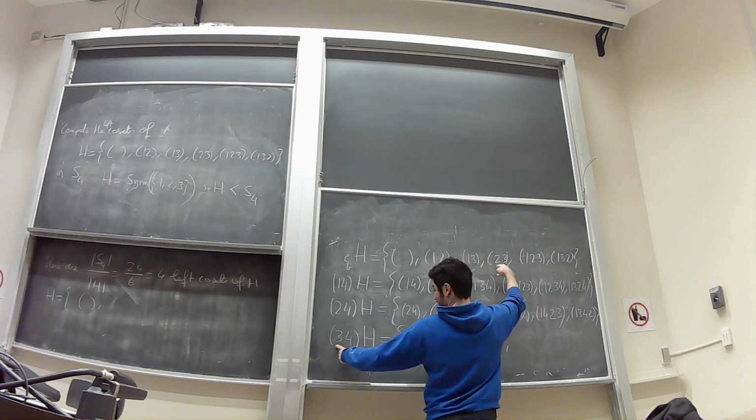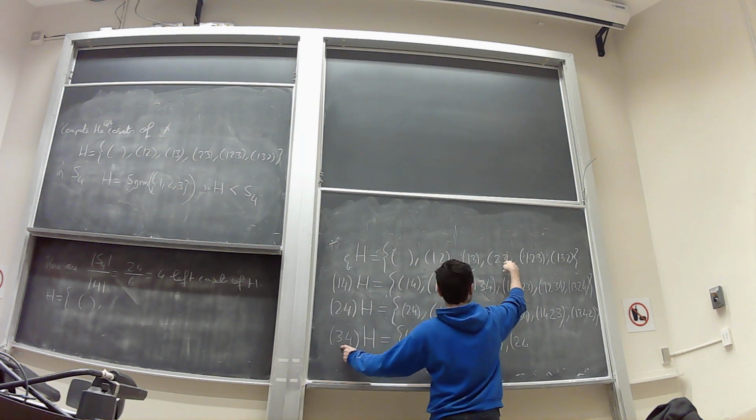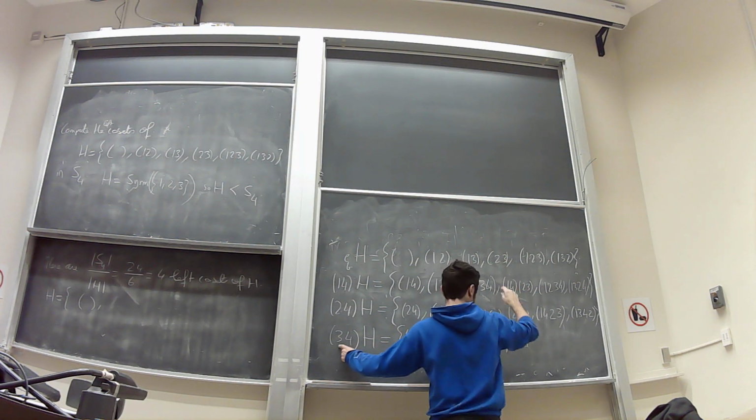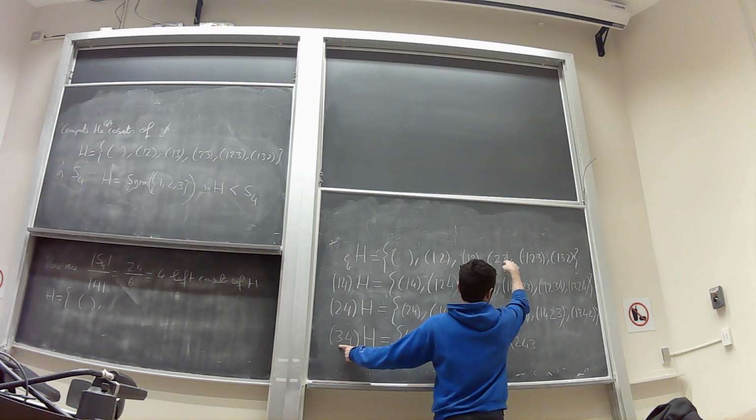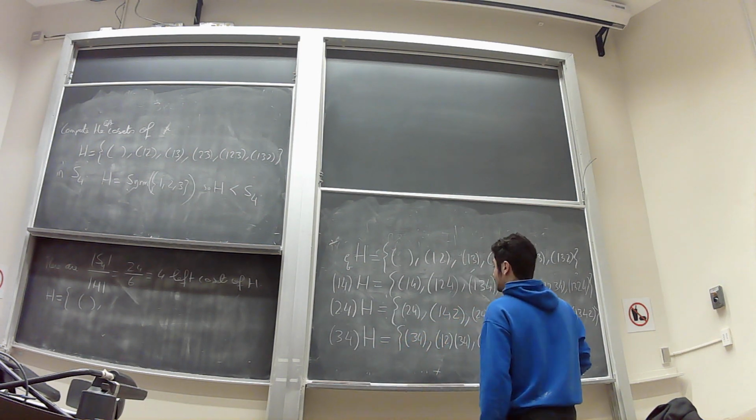3, 4 times 2, 3. 2 goes to 3, which goes to 4. 2, 4. And then 4 stays fixed, which goes back to 3. 3 goes to 2, that's good. 1, 2, 3 times 3, 4.